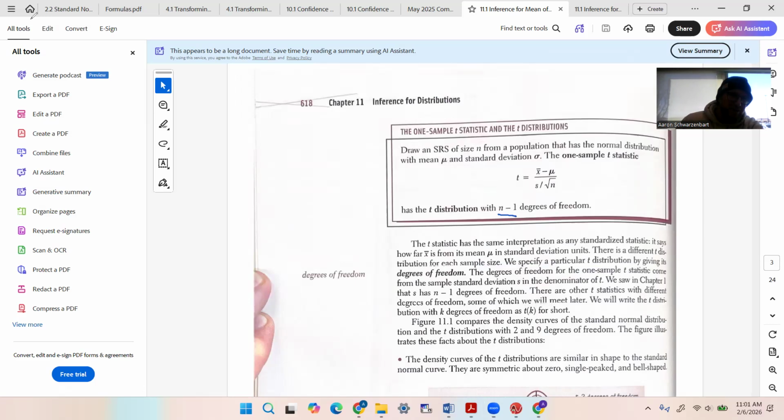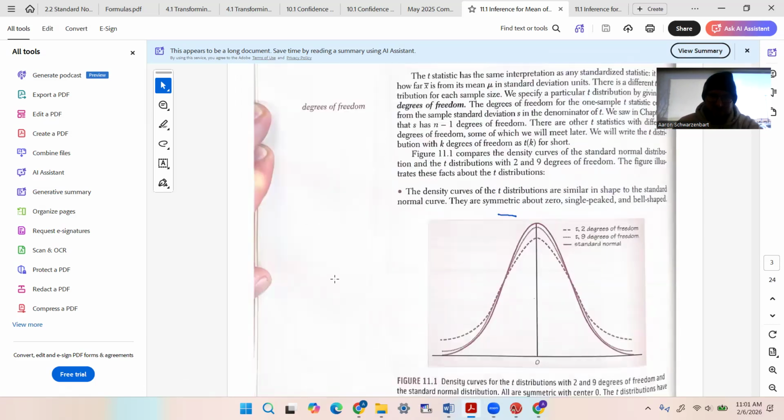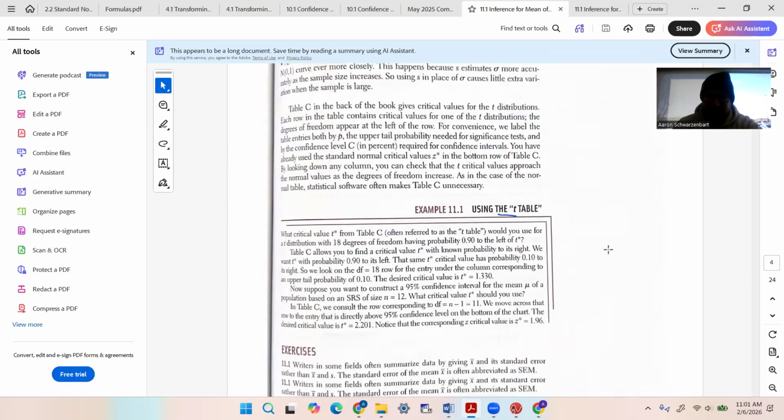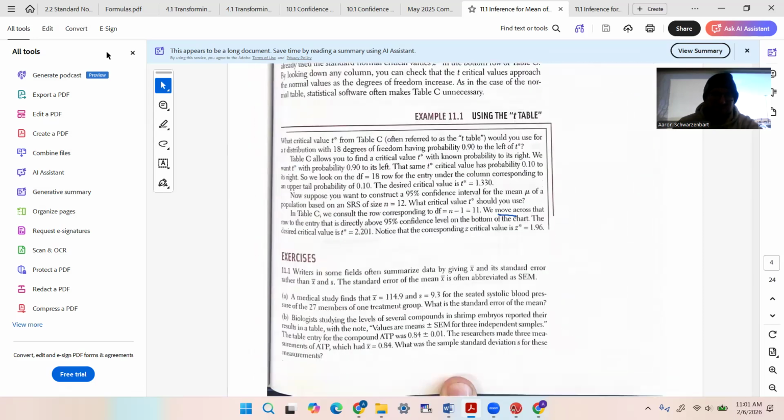Looking at this, we're mostly going to be doing this with the calculator, and I'm going to show you how to do things with the calculator. If you're looking at this distribution, the t with 2 degrees of freedom is a little bit wider, more spread out. With 9, it's starting to approach very closely the standard normal or z distribution, the solid line being the z. So, using the t-table, and then I'm going to show you how to do this all on your calculator too. And the z is done pretty much the same way.